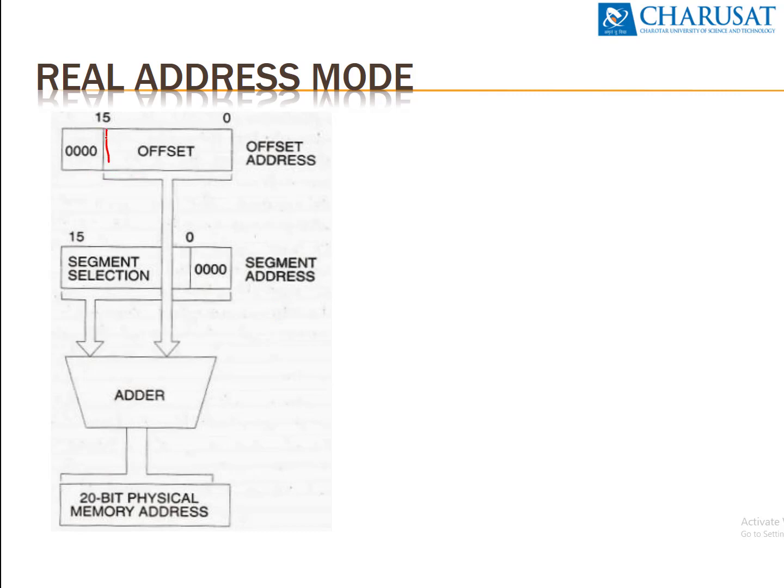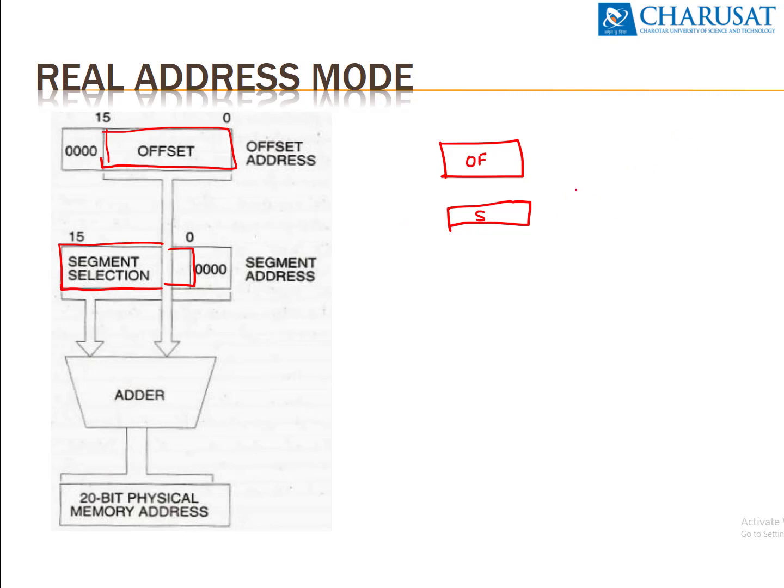This is the offset of 16 bits. There are 4 offsets we have seen in the previous lecture. These are the segment selection, meaning the segment register. We have also seen in the last lecture that there are 4 types of segments: code segment, data segment, extra segment, and stack segment. So what happens? This is the offset and this is the segment. Either the offset will be shifted 4 bits to the right, or the segment will be shifted 4 bits to the left.